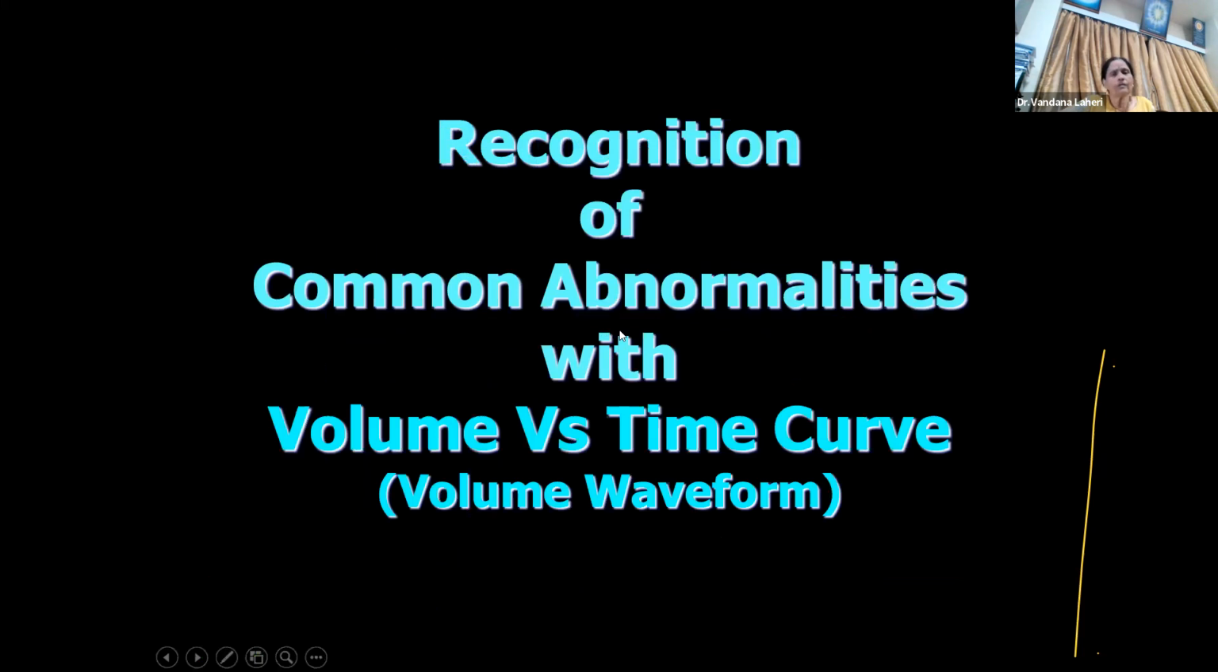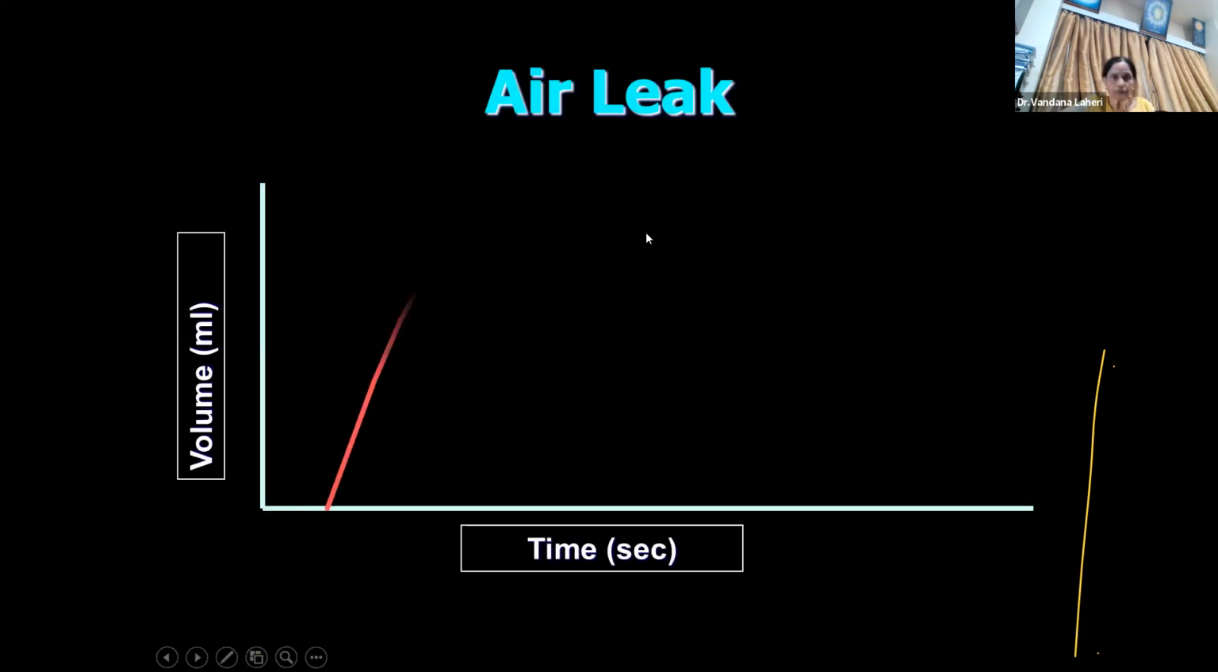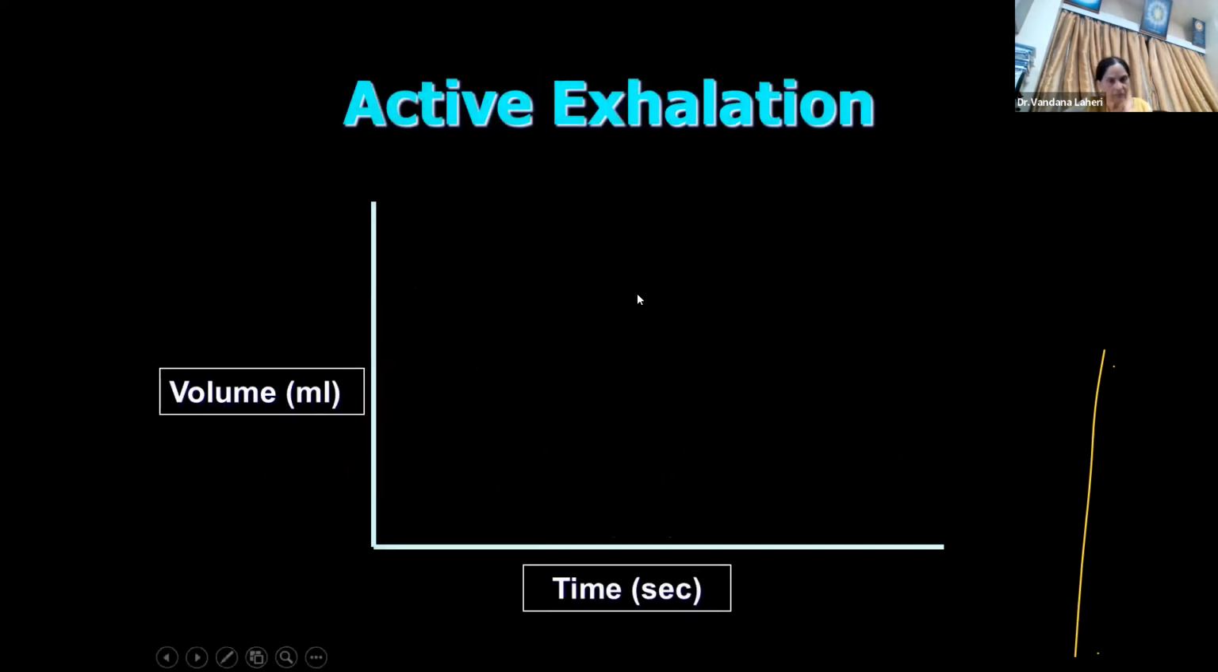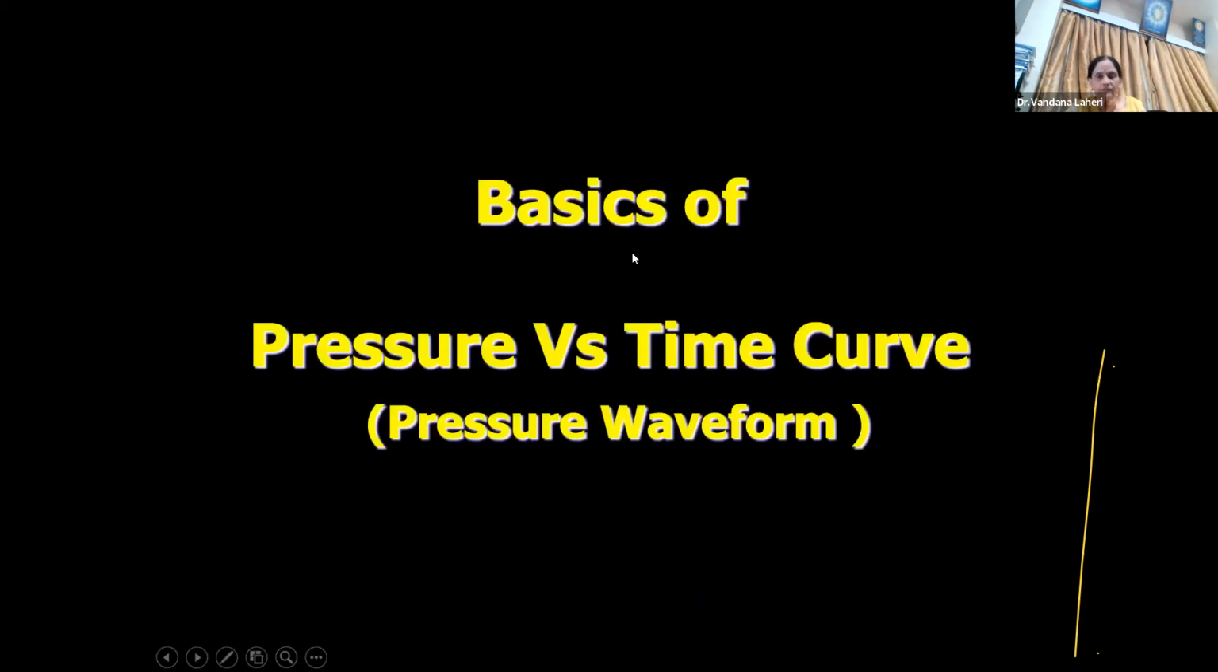Now, what common abnormalities will you see in the volume versus time curve? You can see air leak. Can you see the volume does not come to zero? This is air leak. You can see active exhalation. For example, exhaled volume is much more than what you had given to the patient. So this is called active exhalation.